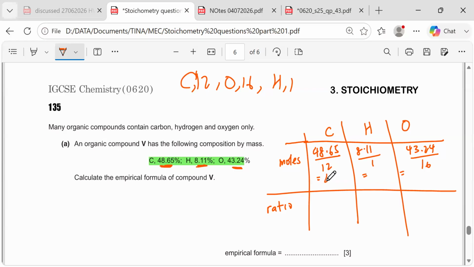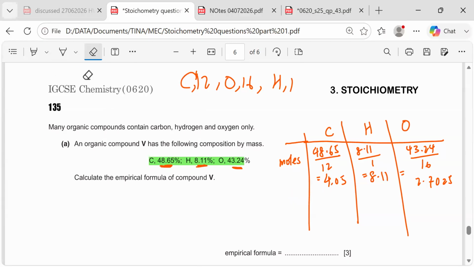Okay, so this one 4.05, 8.11, 0.50, 2.70. Okay, what do you do after that? This is the amount of moles.